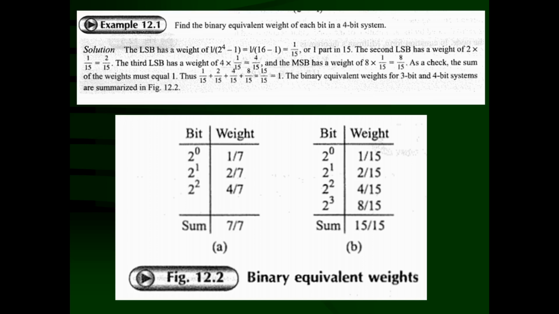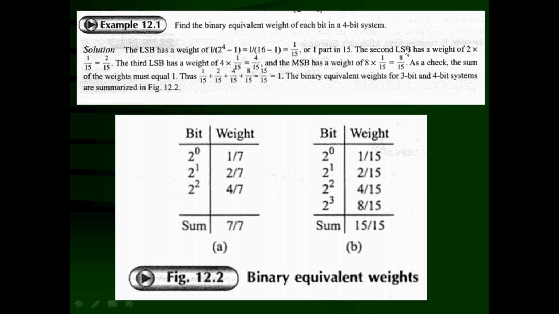Example 12.1: Find the binary equivalent weight of each bit in a 4-bit system. The LSB has a weight of, because this is a 4-bit system, so n corresponds to 4, 1 upon 2 raised to n minus 1. That is 1 upon 2 raised to 4 minus 1, that is 1 upon 16 minus 1, that is equal to 1 upon 15, or 1 part in 15.